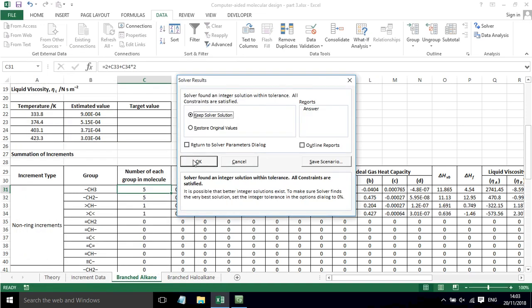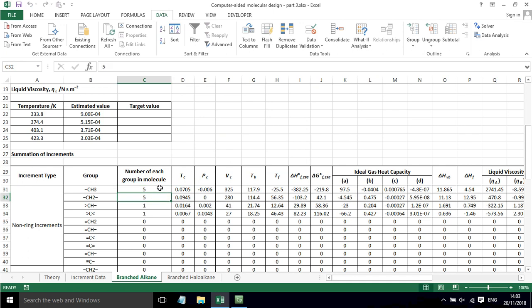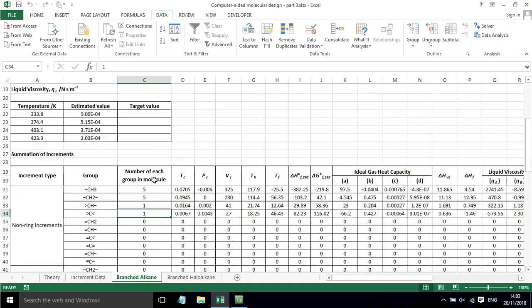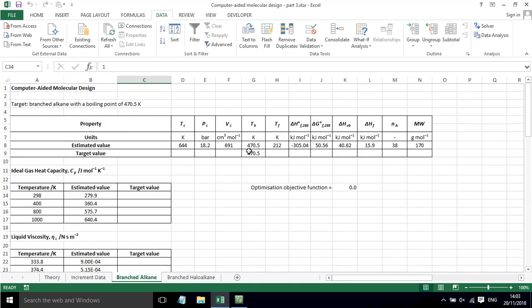Solver has now found a solution. Click OK, and it's saying that we need 5 methyl groups, 5 CH2 groups, 1 CH group and 1 C with 4 bonds. So if we use those to design a molecule we should get close to the target property.